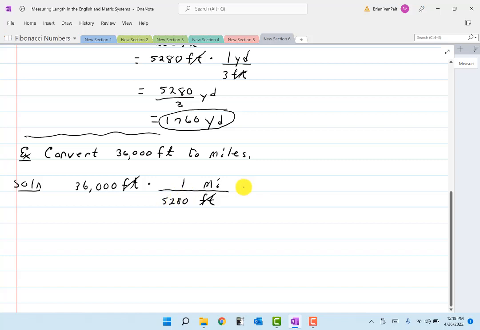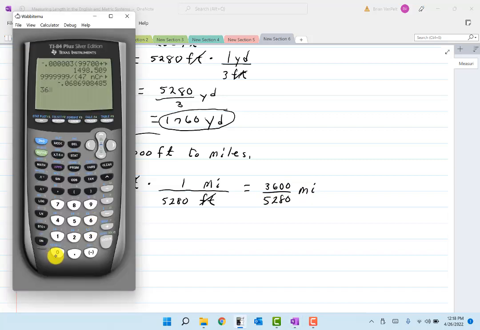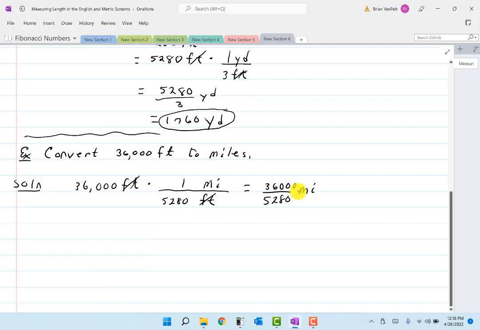So after you've done your canceling, I have 36,000 divided by 5,280, but it's in miles. And I'll just use my calculator. So 36,000 divided by 5,280, enter. I get about 6.8, well, the 8 ones repeat. I missed a 0 here. Let me put one in there. So we end up with 6.81 with a bar over it, miles.